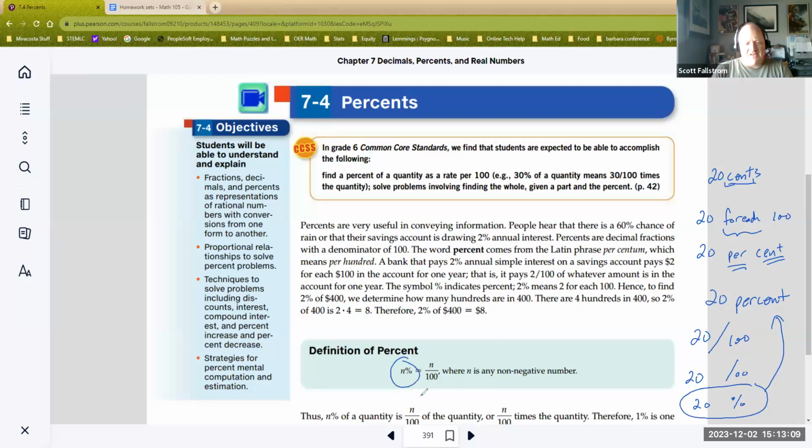So our definition of percent is simply that. N percent means n over 100, and n is any non-negative integer. So 0% is fine, but that's what percentage means. Now, you could have a decrease of 20%, sure. We could think of a decrease of 20%, but again, that's just moving up or down on a particular number.